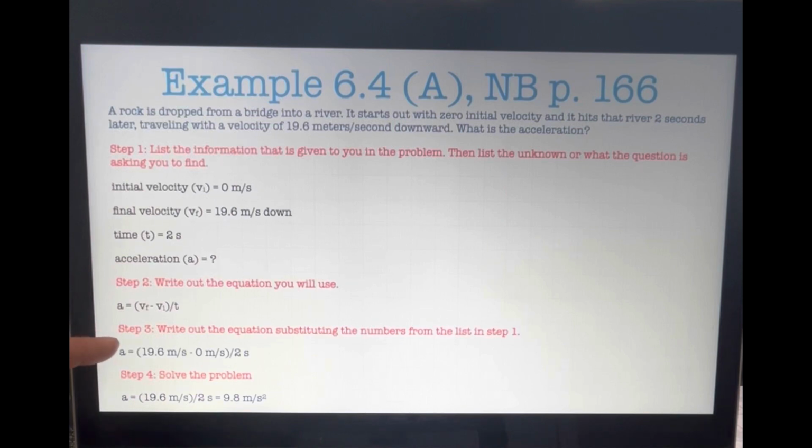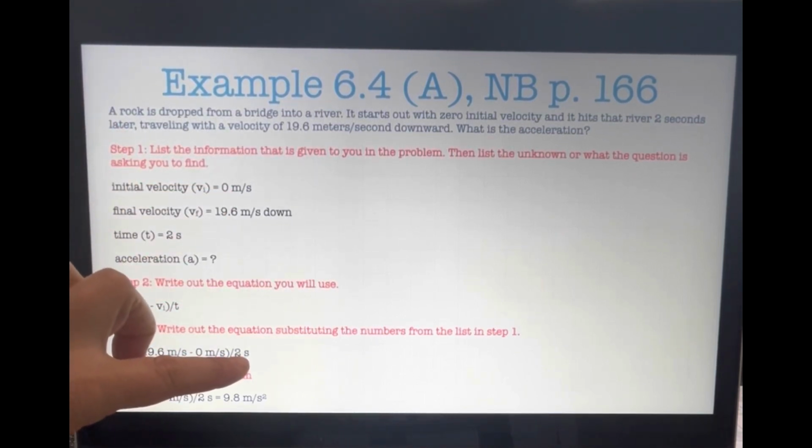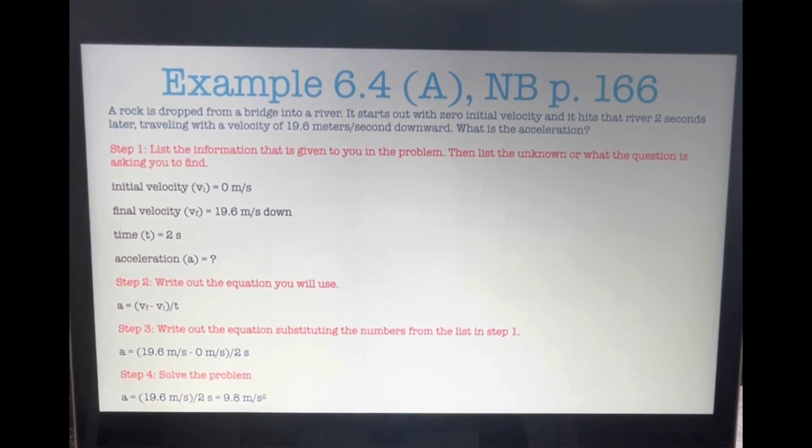Write out the equation, substituting the numbers in. So the final velocity was 19.6. The initial velocity was 0, divided by 2. So then when we solve the problem, we get 9.8 meters per second squared. The rock sped up because it started at 0 and ended traveling 19.6 meters per second downward.